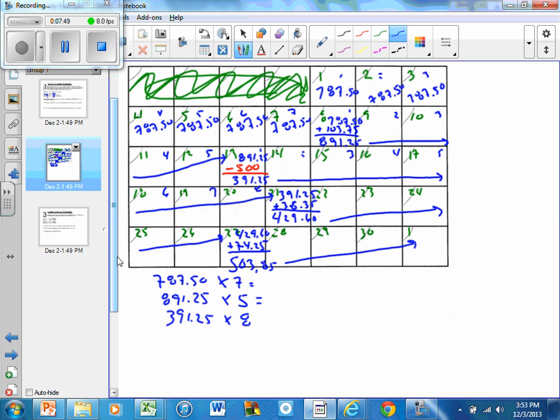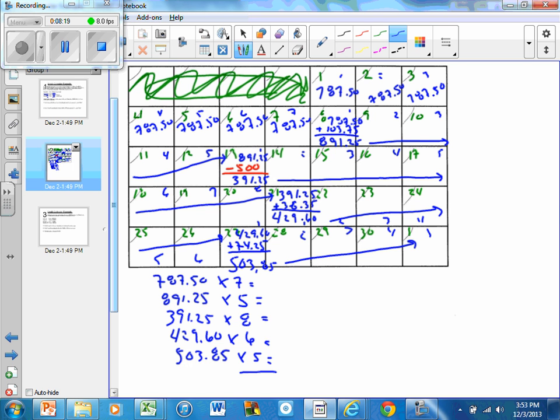And we're going to look at our next amount. Our next amount is $429.60. We're going to count the days there. 1, 2, 3, 4, 5. And we had 6 days at that amount. And our last number, $503.85. We're going to take and multiply that by 1, 2, 3, 4, and 5. Now we're going to verify that we had 31 days in our billing cycle.